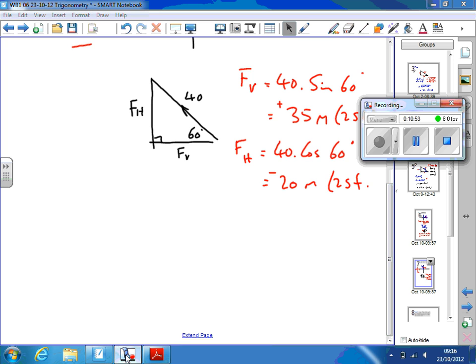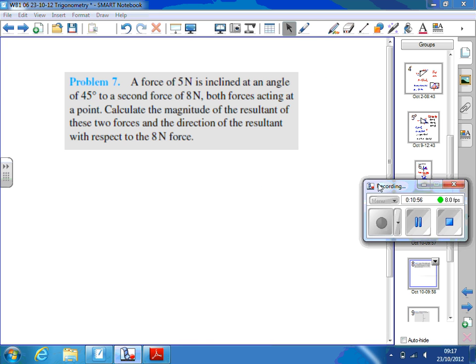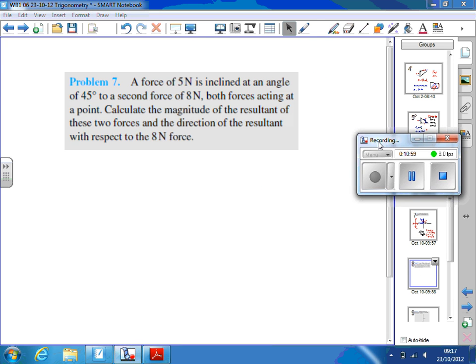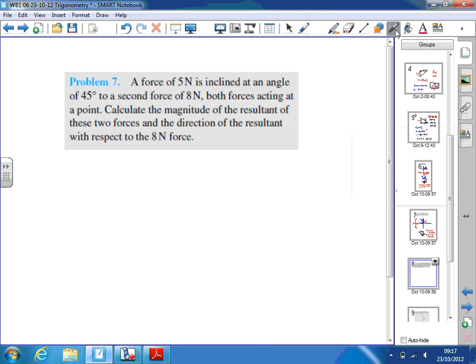Okay? So in this question, we've got to decide how to draw it. Now, I'm interested in the magnitude of the resultant of these two forces and the direction of the resultant with respect to the 8 Newton force. That tells me that my datum line, if you like, my point of reference, is going to be this 8 Newton force. So I set that to be in a convenient direction, and that's a convenient direction because I now know I'm going to measure all angles anti-clockwise from there anyway.